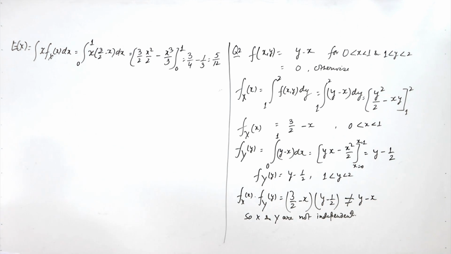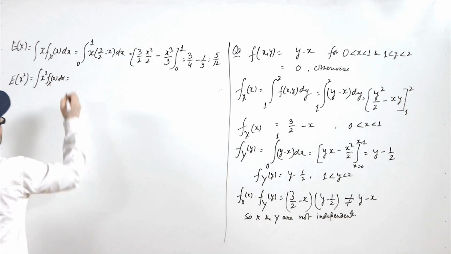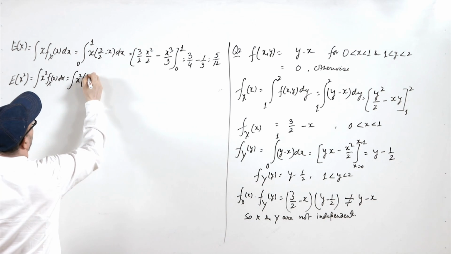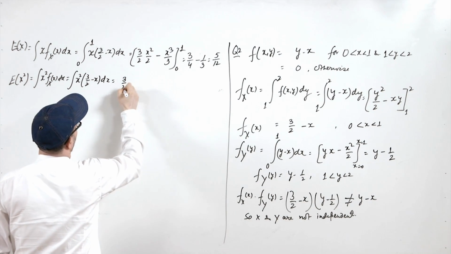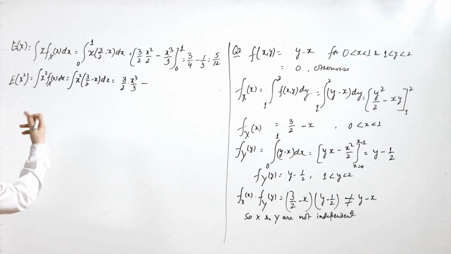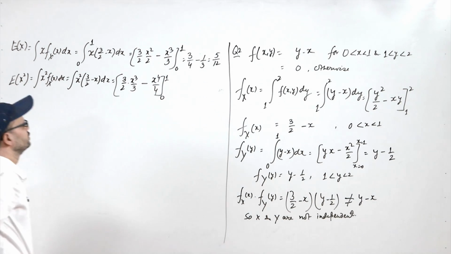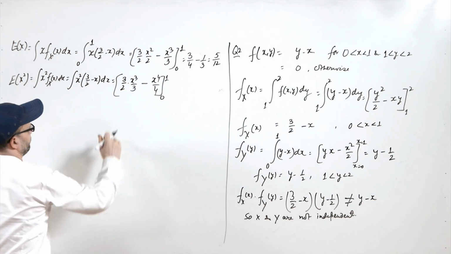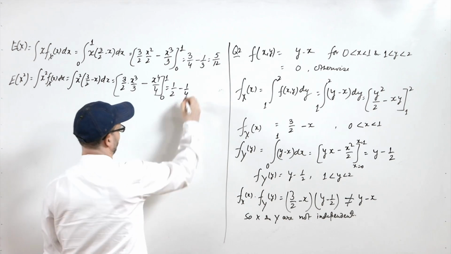Further, we have to calculate E[X²]. E[X²] is the integral of x² f_X(x) dx. So, this will be the integral of x²(3/2 − x) dx. It will be 3/2 · x³/3 − x⁴/4, with x from 0 to 1. So, this value will be 1/2 minus 1/4, so it will be 1/4.